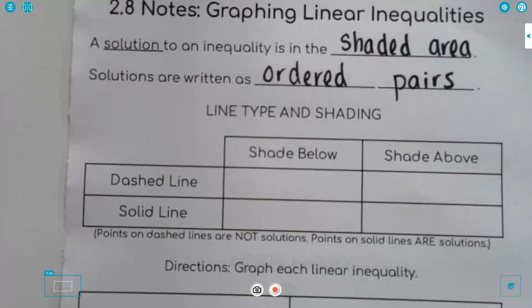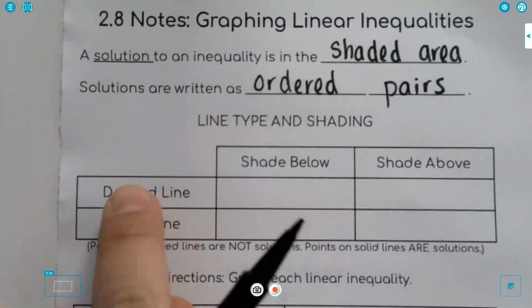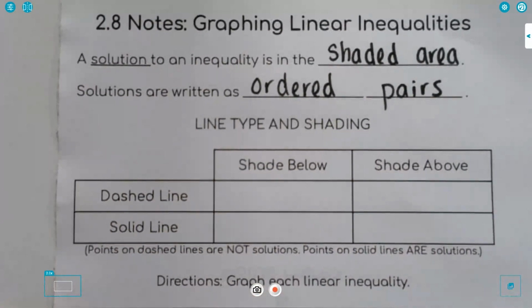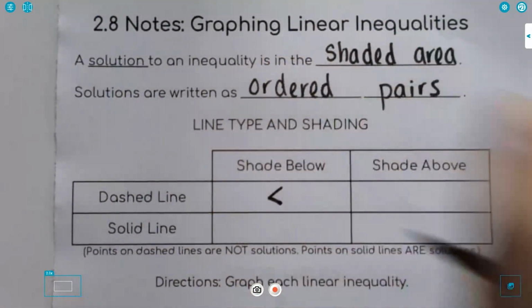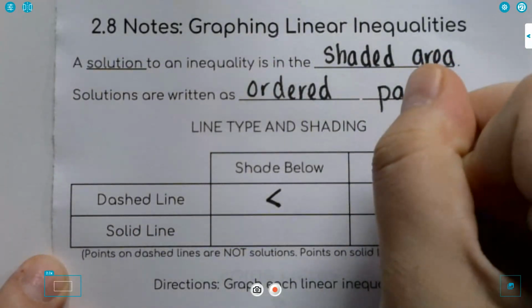Okay, we have 4 different types of things that we will have for our line types and our shading. So we have 4 different inequality symbols. Instead of just having an equal sign, we have the less than, the greater than, the less than or equal to, and the greater than or equal to. So this is when we are going to use types of lines for each of those. We are going to use a dashed line and shade below if it is a less than symbol. We are going to use a dashed line and shade above if it is a greater than symbol.